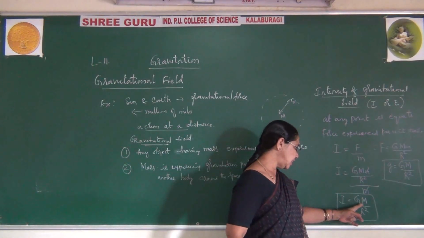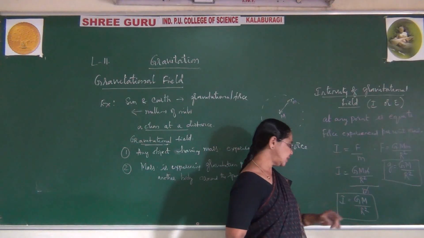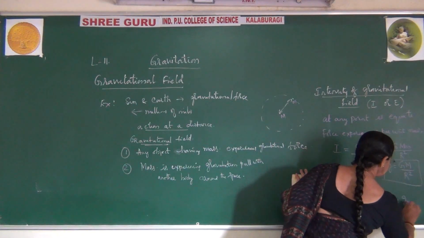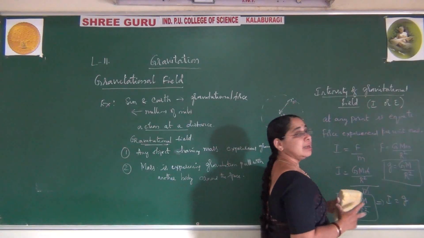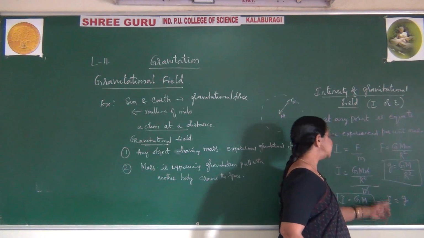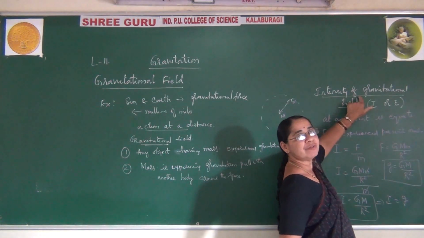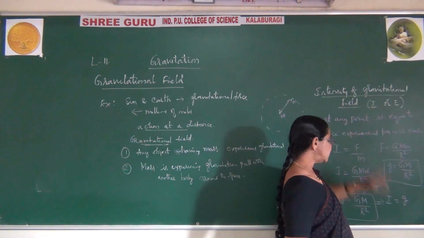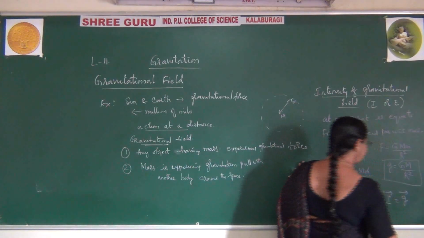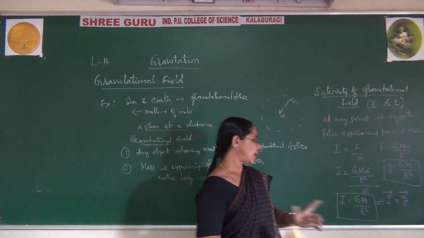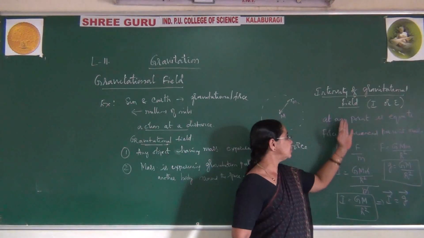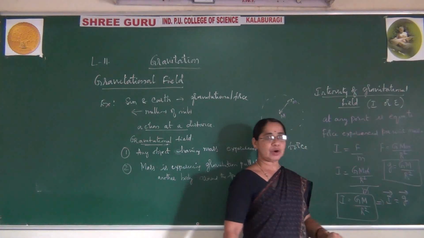But here we got GM by R square. What do you want to say here? It is none other than I is equal to g. But remember, g is called acceleration due to gravity, and I is called intensity of gravitational field. Acceleration due to gravity is a vector quantity, and intensity is also a vector quantity. So in vector form we write I is equal to g. But you observe from this definition that I is equal to g.